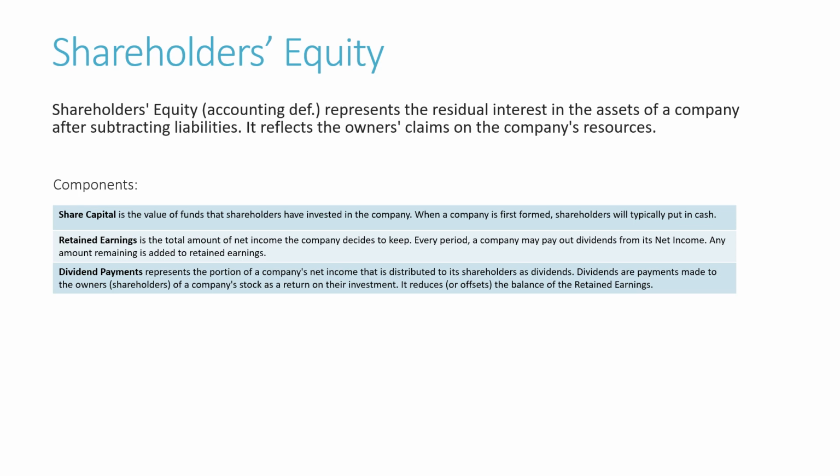This represents the value of funds that shareholders have invested in the company. When a company is initially formed, shareholders typically invest cash. For instance, imagine an investor starts a company and seeds it with 10 million USD. In this case, the company's cash account rises by 10 million because the business received that money in its bank account, and share capital also increases by 10 million. Both assets and shareholders' equity increase by 10 million, balancing each other out.